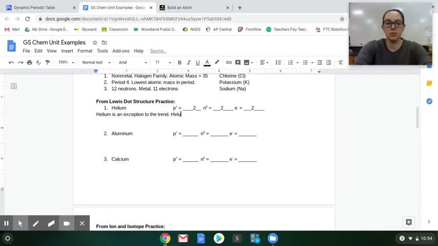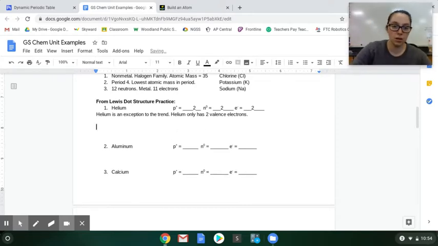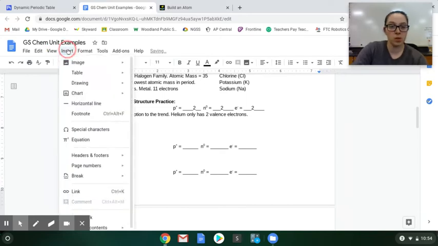Helium only has 2 valence electrons, right? Because it's neutral. So when I draw my Lewis dot structure, remember how I showed you in the other video, you're going to insert a new drawing.